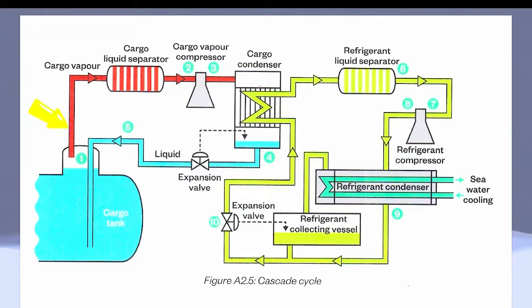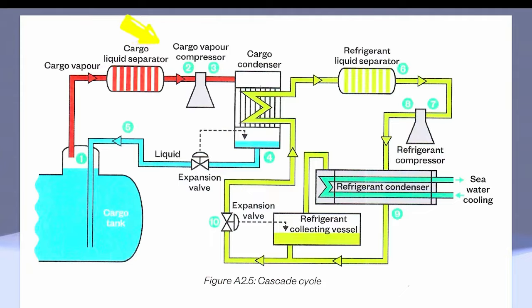Inside the cargo tank, we have the cargo itself, which gradually begins to heat up on its own, and evaporation occurs, and vapor is formed. This vapor exits the tank and is directed to the liquid separator. Here, just like before, any possible liquid droplets are separated so that only dry vapor goes to the compressor.